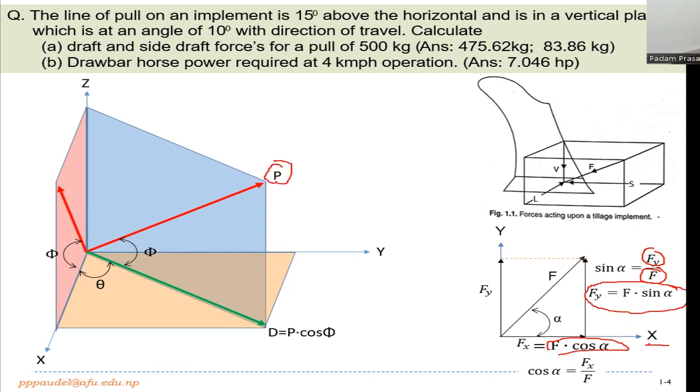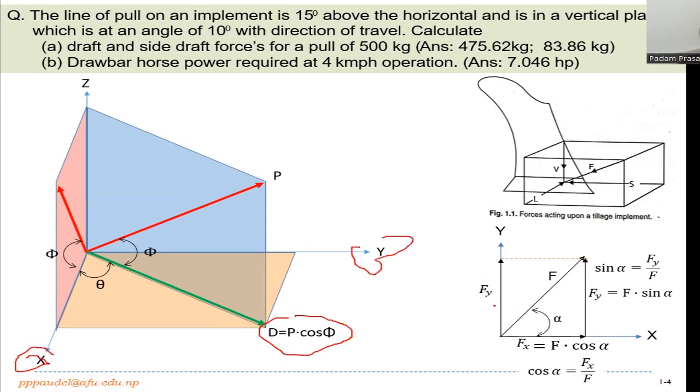By this way, we can resolve that the P into that D direction, that is P cos phi. Similarly, we can resolve that D into the x-axis and y-axis, like we already did in the right side diagram. Here, along the x-axis, there is a component of D, that small green vector, and that is L equal to D cos theta.